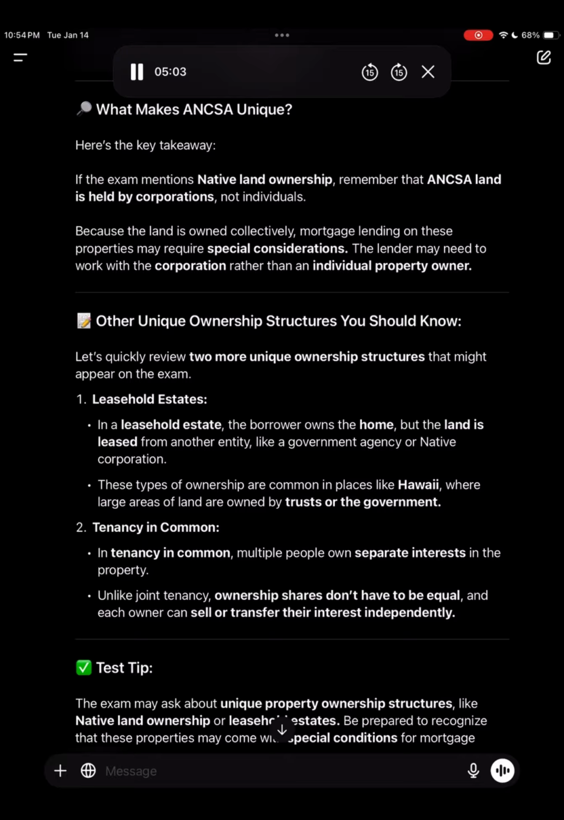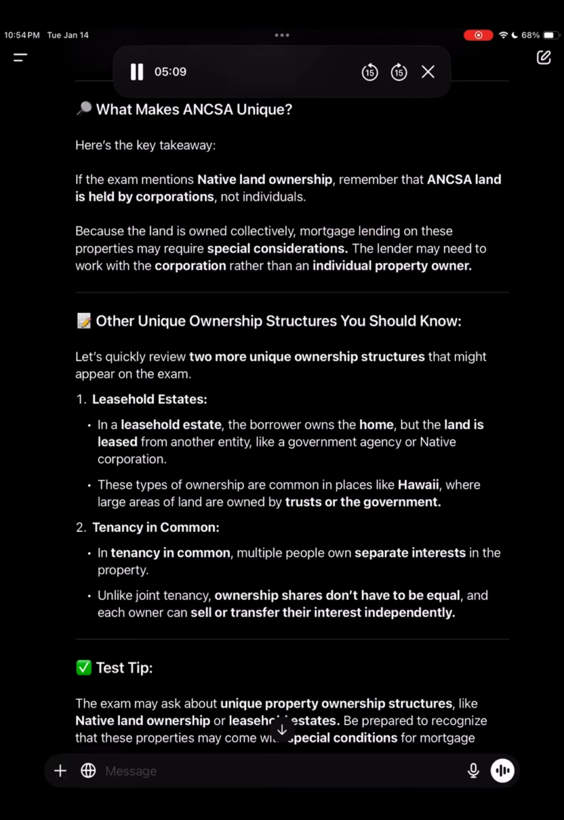In tenancy in common, multiple people own separate interests in the property. Unlike joint tenancy, ownership shares don't have to be equal, and each owner can sell or transfer their interest independently. Test tip: the exam may ask about unique property ownership structures, like native land ownership or leasehold estates. Be prepared to recognize that these properties may come with special conditions for mortgage lending.